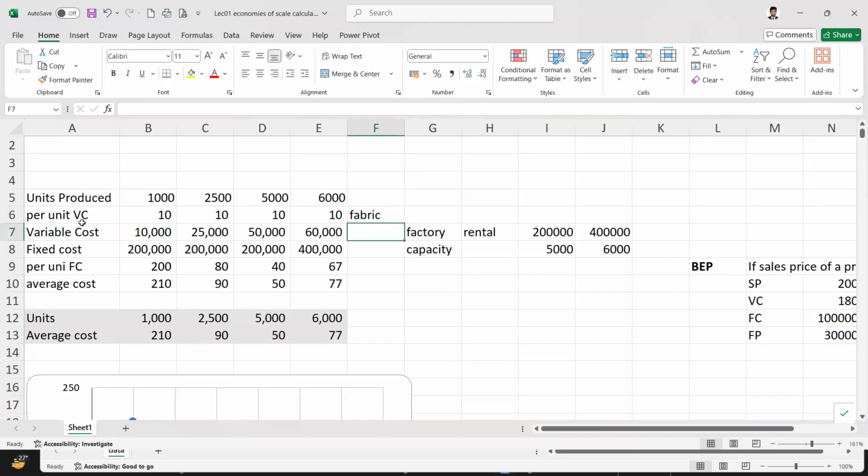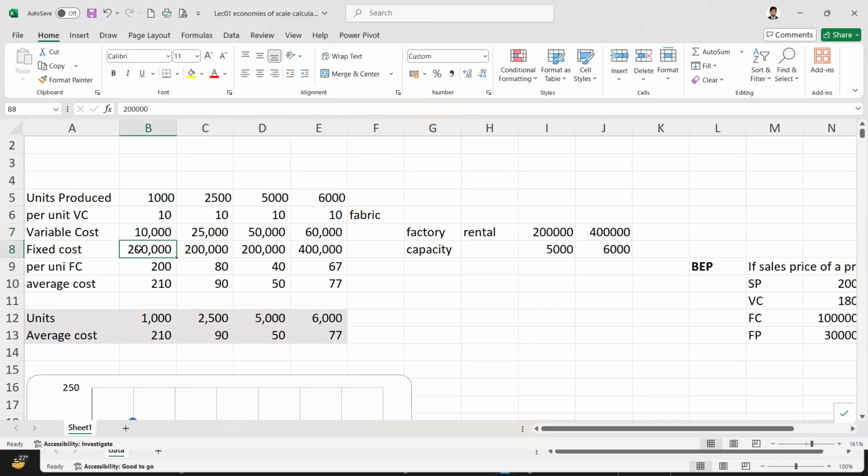And your per unit variable cost, say for example, your fabric cost. Fabric cost is same or different per unit? When you are producing 1,000 units, you need $10 equivalent fabric, isn't it? Per shirt. Variable cost. When you are producing 2,500 units, your per unit variable cost is 10. Are you with me? Your fabric cost per unit will remain same, isn't it? Yes, clear, sir. And your total variable cost is this multiplication.